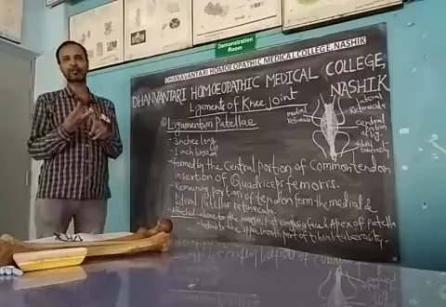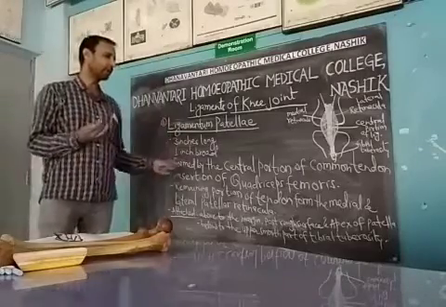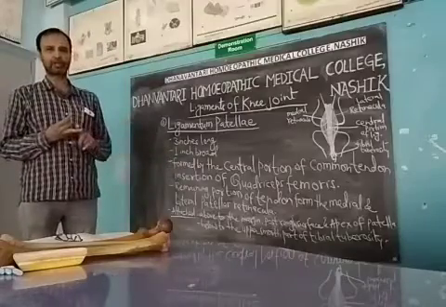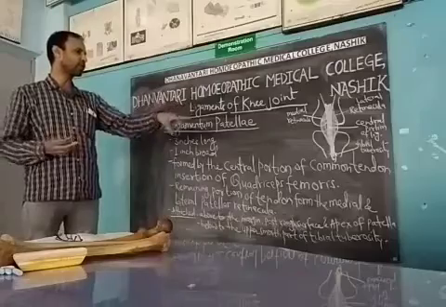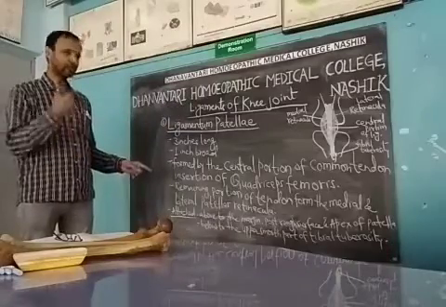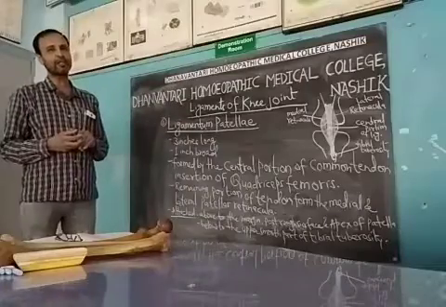Three points: first, this formation is formed by the central portion of the common tendon of insertion of quadriceps femoris. Second, the remaining portions of the tendon form the lateral and medial retinacula, which give support. Then its length is 3 inches and its breadth is 1 inch.